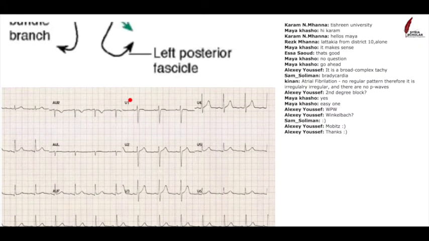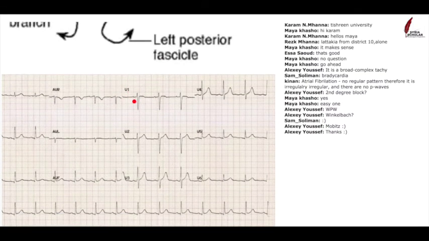So this is a normal heart trace, so don't look for any bundle branch blocks here. This is a normal heart trace. I'm just showing you where it is. So this QRS complex is less than 3 small squares in width. In a bundle branch block, it will be broad.